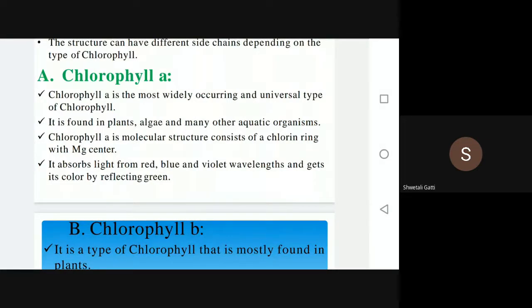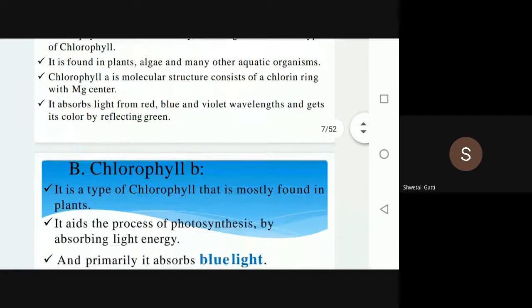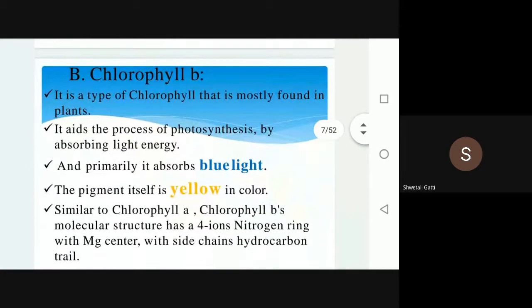Chlorophyll A is mainly found in plants, algae, and other aquatic organisms. It absorbs light from the red, blue, and violet wavelengths and gets its color by reflecting green. Chlorophyll B is mostly found in plants, and it primarily absorbs which color? Blue color, and the pigment itself is yellow. So if you want a deep green, obviously it should be chlorophyll A. If you want a light green, it should have some part of chlorophyll B also.